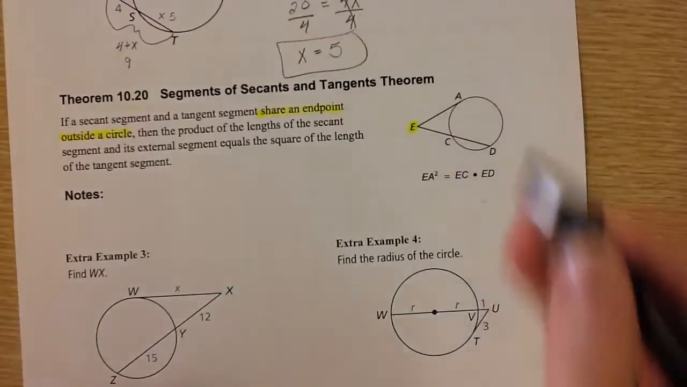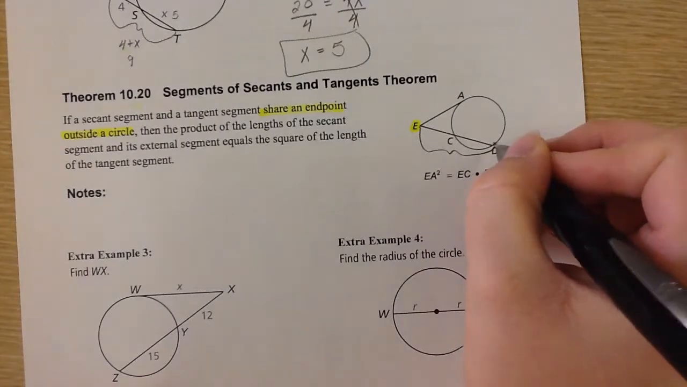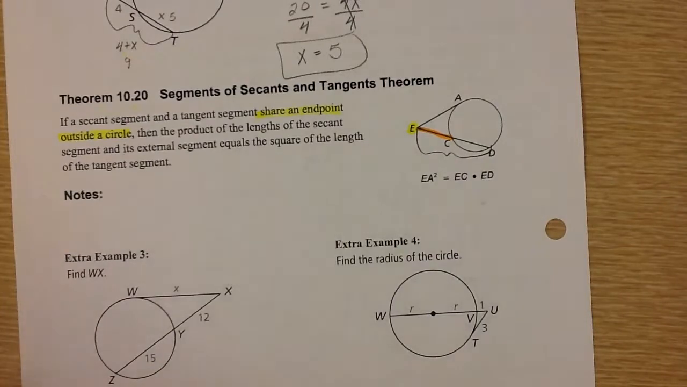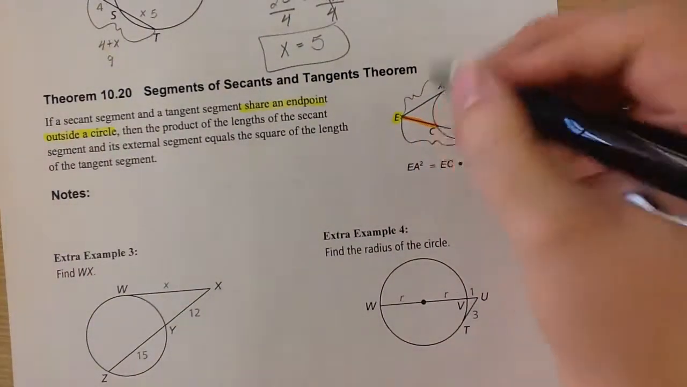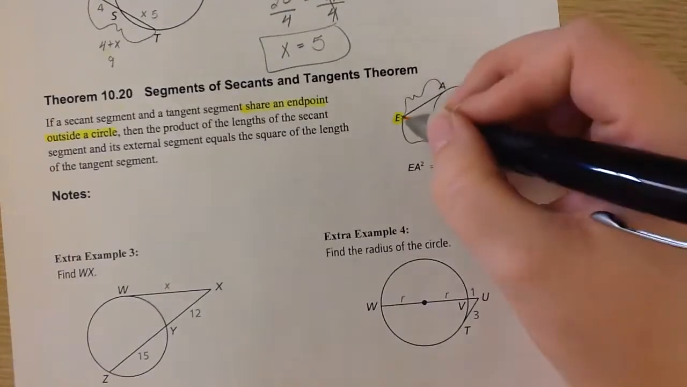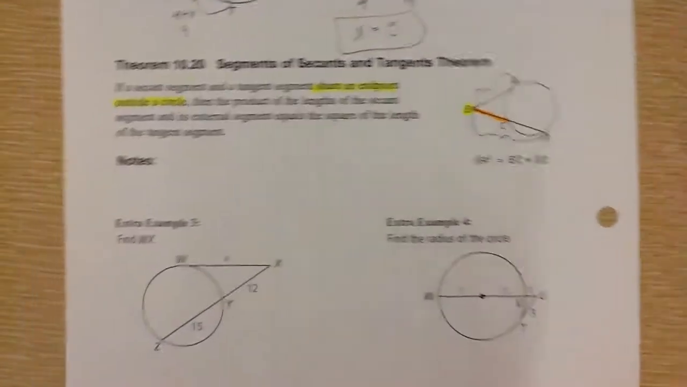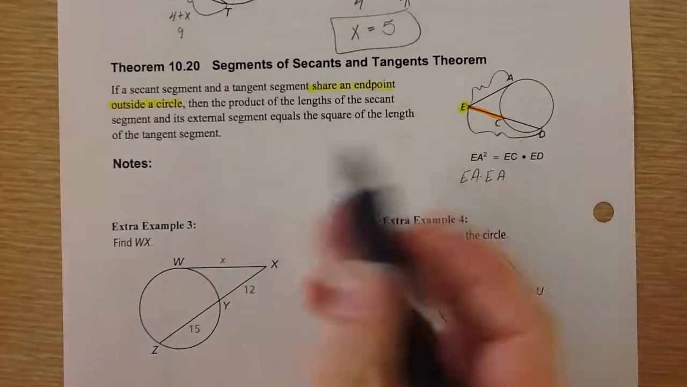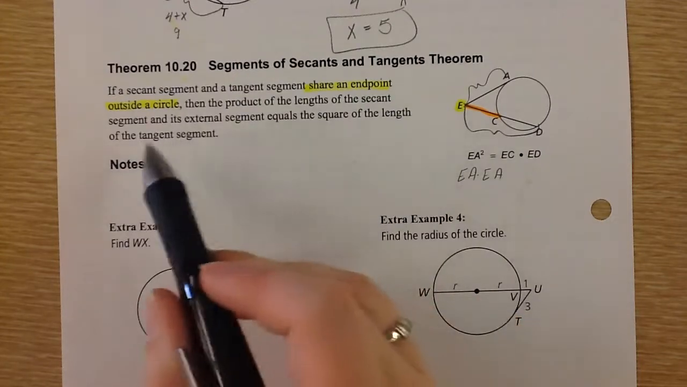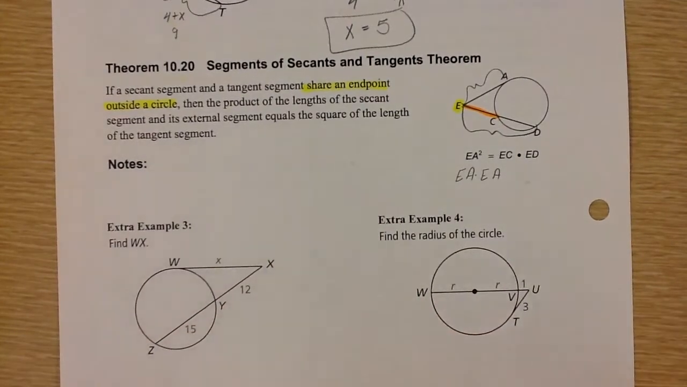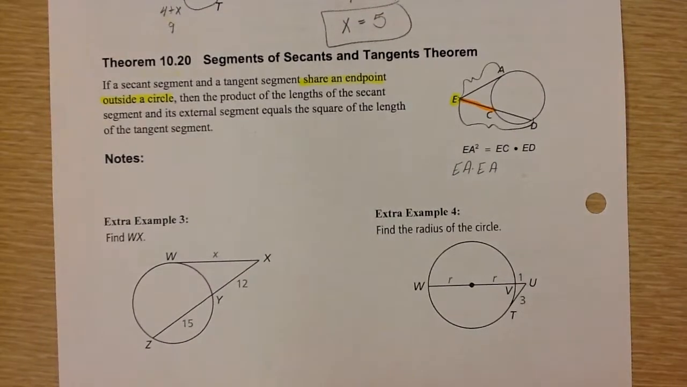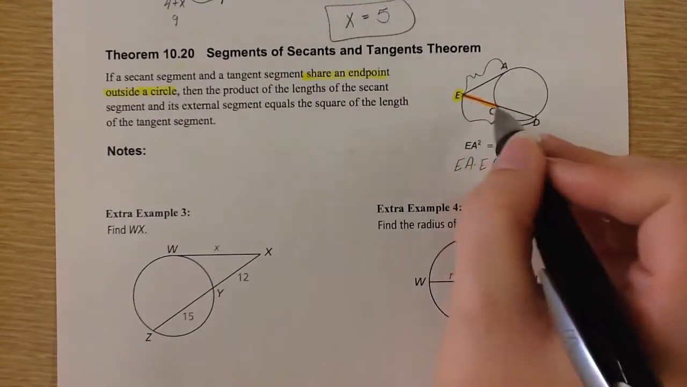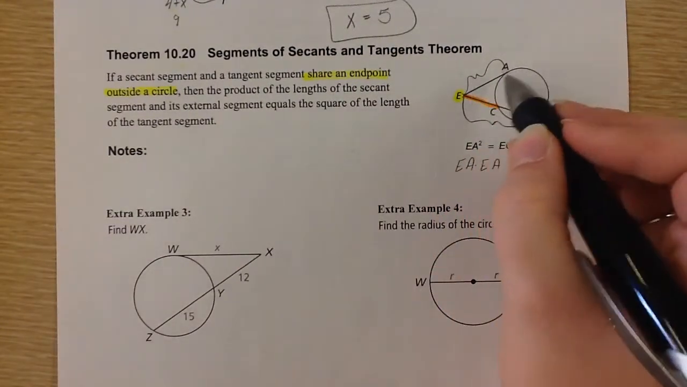So then the product of the lengths of the secant, again, the whole thing times the outside piece, outside E to C, equals the whole thing, which is EA, times the outside, which is EA again. So really I'm just taking EA times EA. They write it as EA squared, which is the same as EA times EA, and that's how they write it in the theorem, equals the square of the length of the tangent segment. But me, myself, I'd like to have one less thing to memorize, so I treat this one just like the previous one. So basically the whole thing times the outside equals the whole thing times the outside.